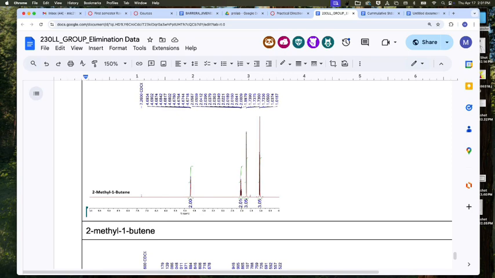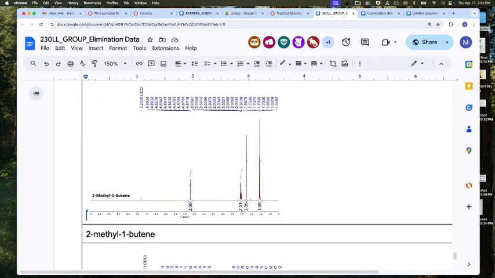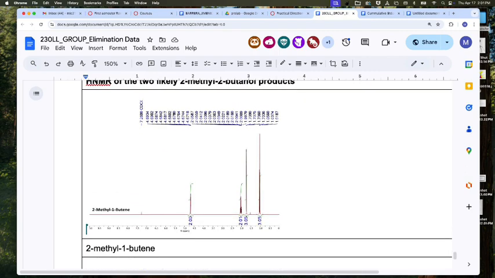If we take a look, the 1-butene, because I think it's more fun to say that, had our signal show up at 4.7. So the 4.7 was the lower one. That was our 1-butene product. Who's the 1-butene? 2-methyl-1-butene. One butene is 4.75.